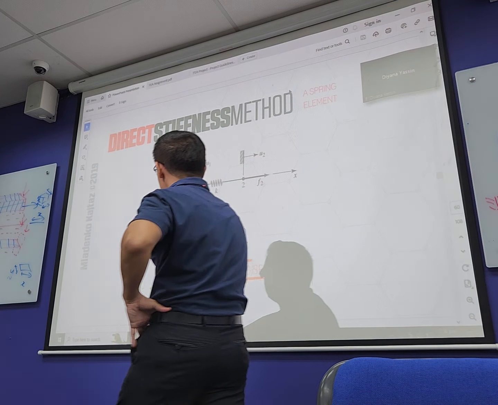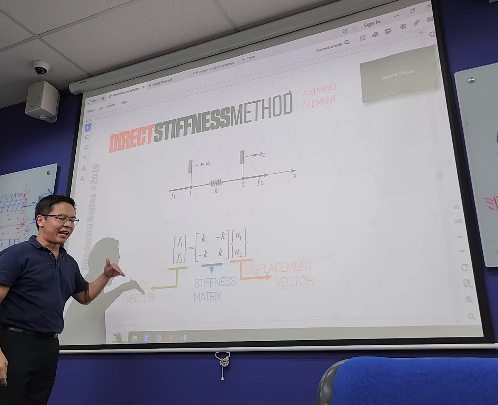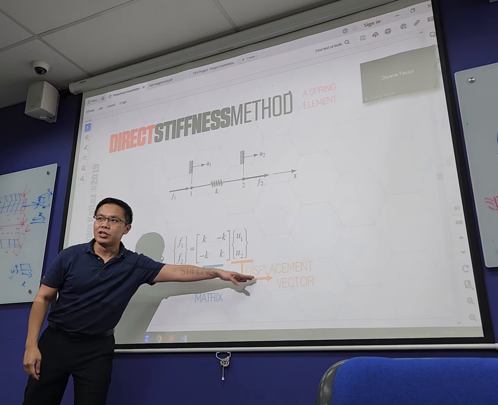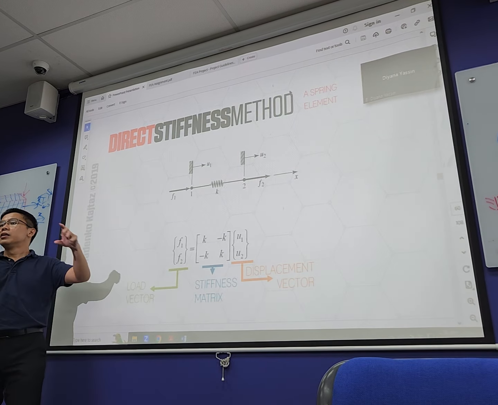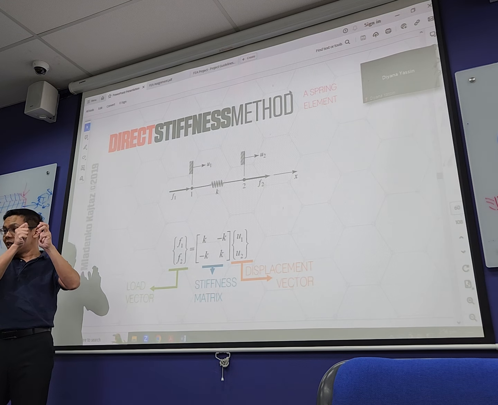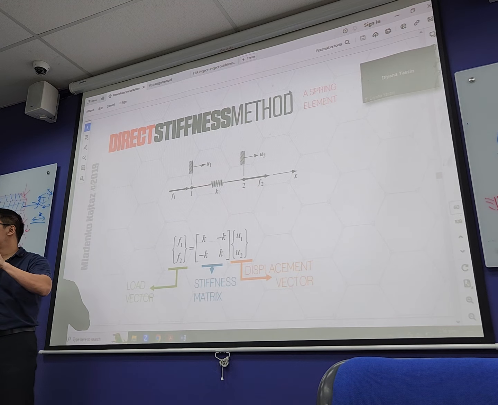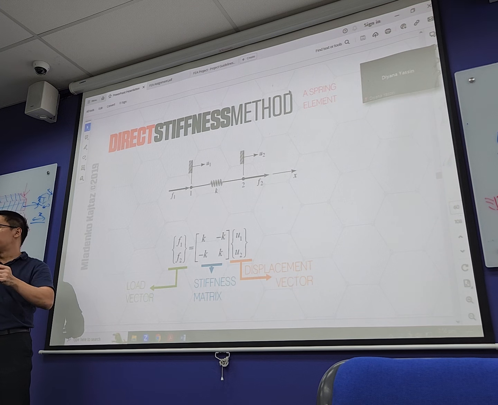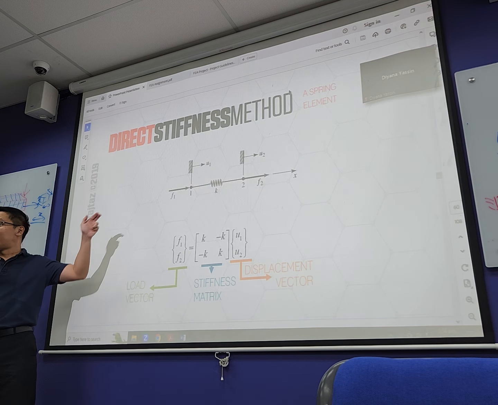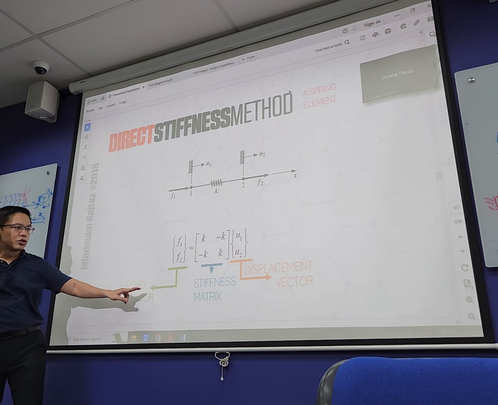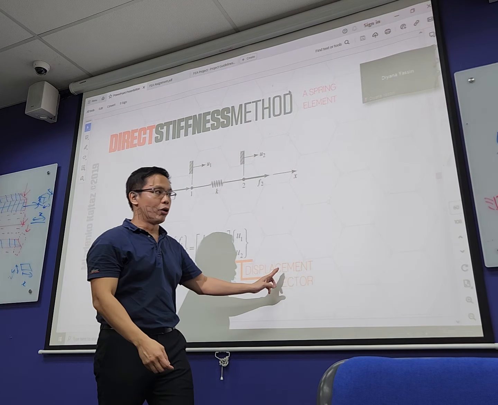A little bit of repetition. The load is a vector. The displacement is also a vector. Vector means that it's not scalar. That means you're not just concerned with the magnitude, you're concerned with the direction. So they do have direction. Note the sign is important.